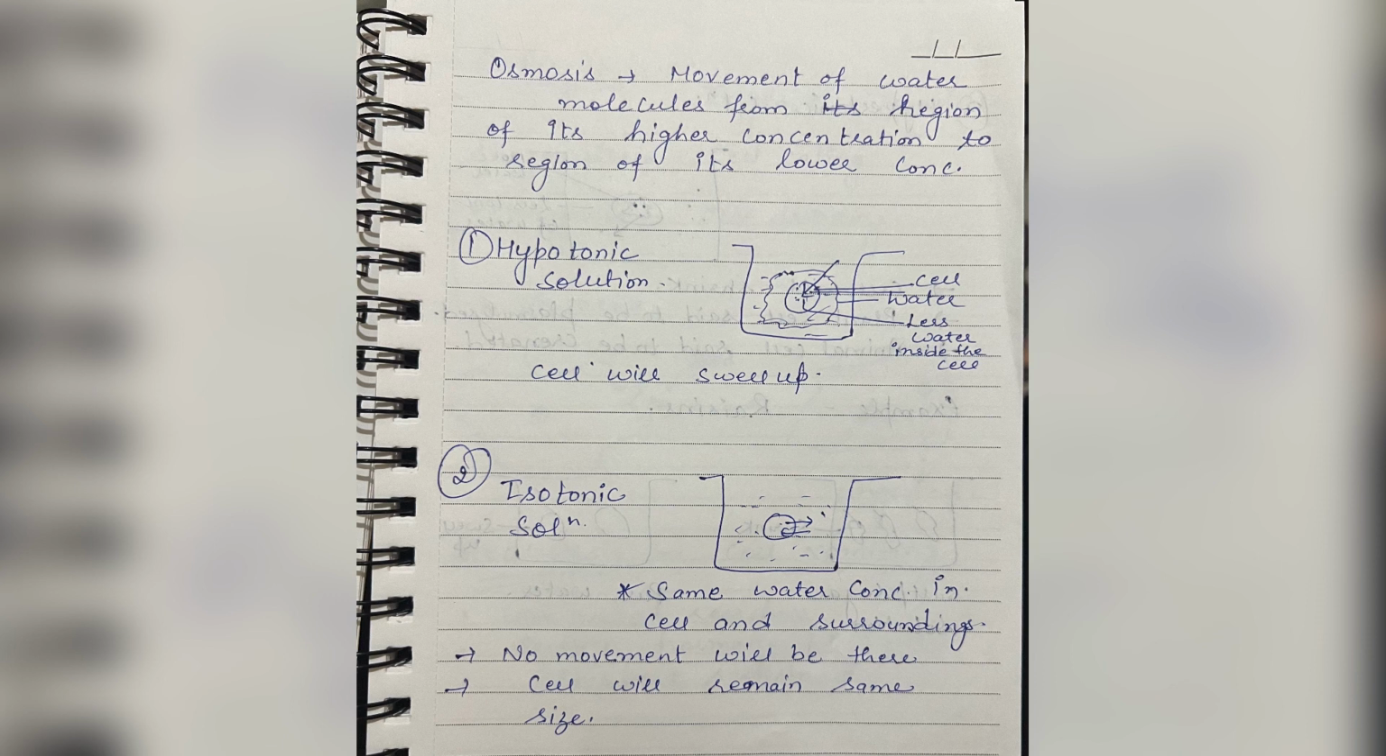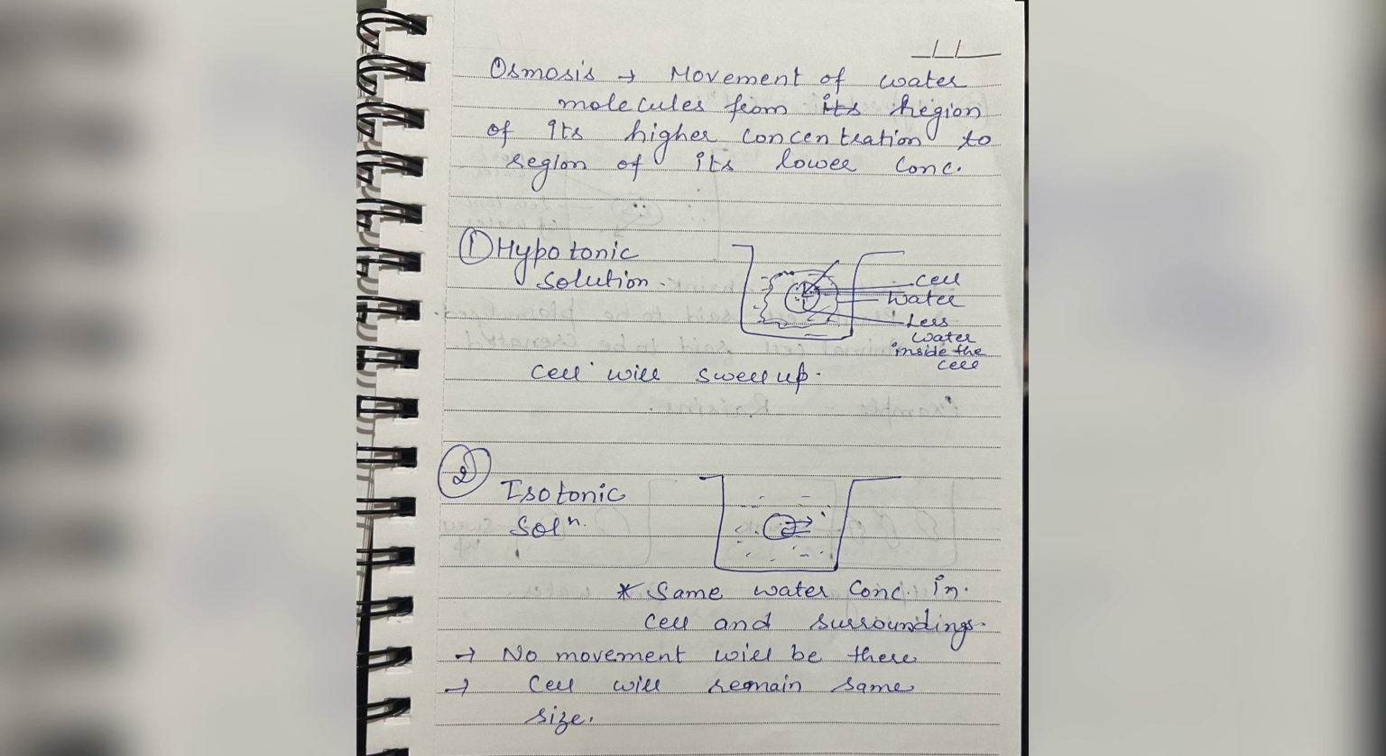What happens in the hypotonic solution? If we keep a cell inside water, then what will happen? If the concentration of water inside the cell is less and outside is more, then the water will move from the surroundings to the inside of the cell. In this case the cell will swell up. So this is known as the hypotonic solution.